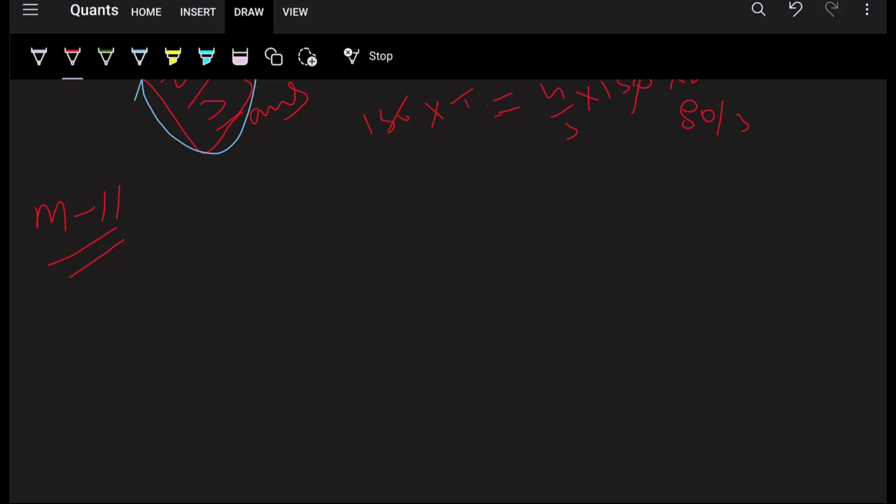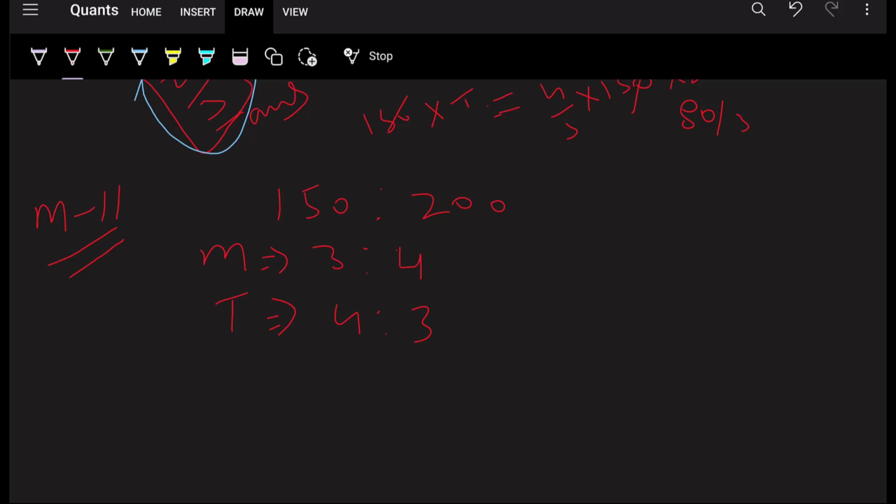This is a ratio approach. So let's do this. There are 150 men earlier and now 200 men are there. So the ratio of men is what? 3 is to 4 is the ratio of men. So the ratio of time will be what? 4 is to 3. We know that men and time are inversely proportional.